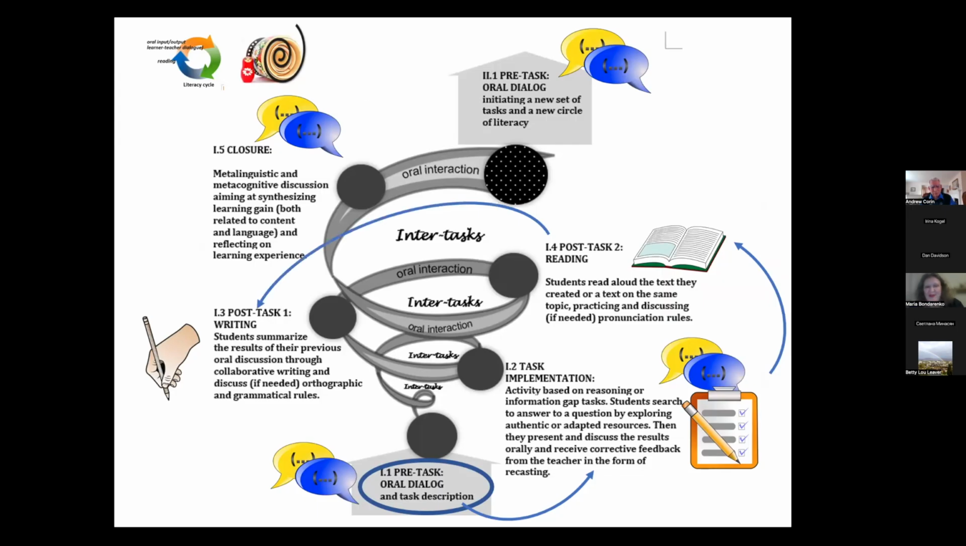We move to the writing task. It's important: basically, at the low proficiency level, learners write down what they just said with some adjustment. Then we move to the reading task, and the final stage, closure in the form of metalinguistic or metacognitive discussion aiming at synthesizing learning gain, both related to content and language, and reflecting on the learning experience.